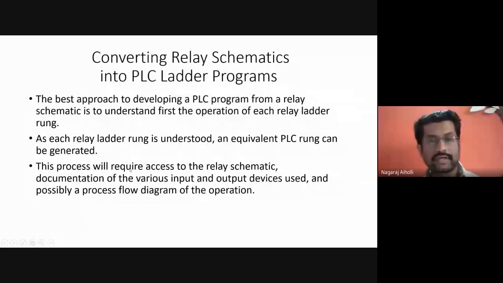This process will require access to the relay schematic. We have to know the relay schematic. We have to know the documentation: which are the inputs, which are the output devices, what is the operation of each input and output device, and what is the process flow of the relay ladder diagram. Only then it will be easy for us to convert from a relay diagram to a ladder rung diagram. This process will require access to the relay schematic, documentation of the various input and output devices used, and possibly a process flow diagram of the operation.